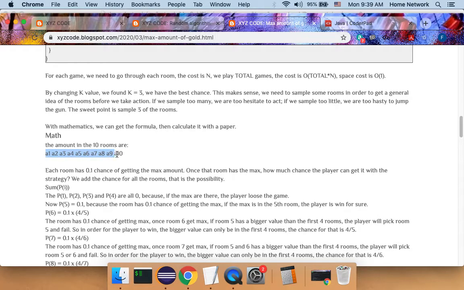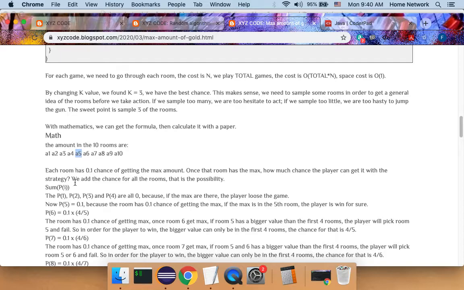Here is a math problem. We have 10 rooms marked from A1 to A10. So the chance for the player to get the maximum amount is equal to this. Say the maximum amount happens in a particular room, then that chance multiplied by the chance of the player picking from that room is equal to the final chance for the player to win the game, right? So you first have the maximum amount here, then the player picks from here. When those 2 criteria are met, this is a win game, otherwise it's a lose game.